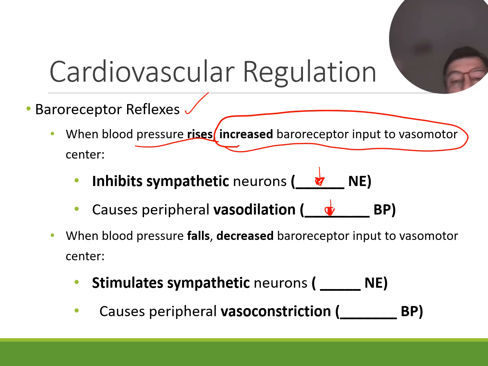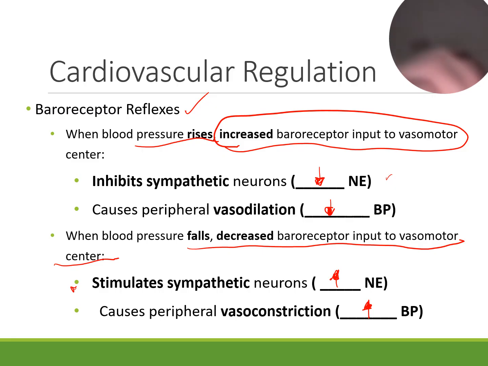As blood pressure falls, there is decreased baroreceptor input to the vasomotor center. Let's say for instance we're now going down to the point of too little norepinephrine, so there will be too much vasodilation. So now those baroreceptors are going to send too little input to the vasomotor center, and it's going to cause sympathetic neurons to release norepinephrine to cause vasoconstriction and increase blood pressure.